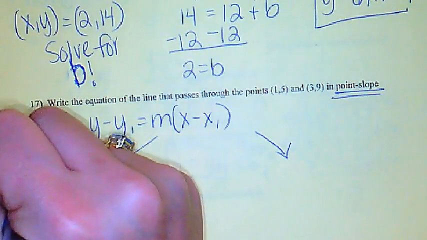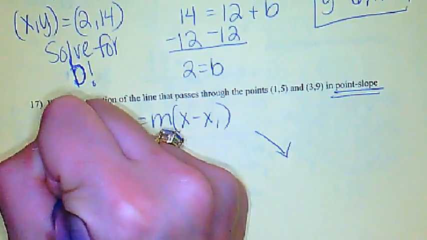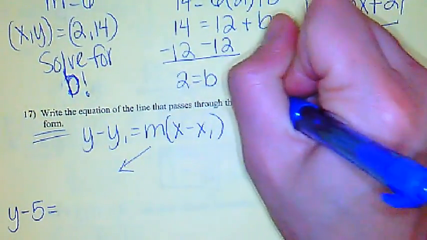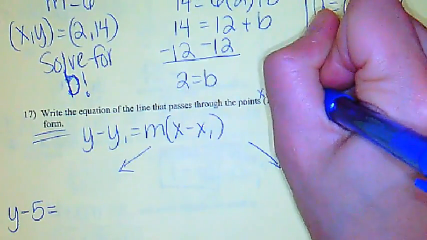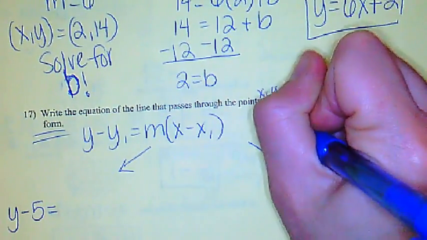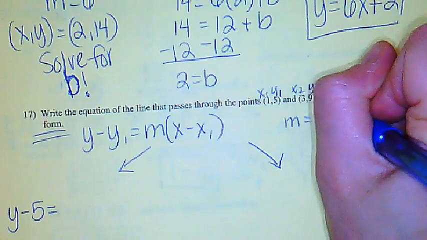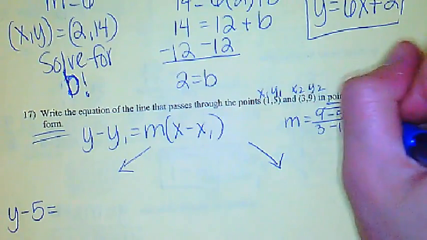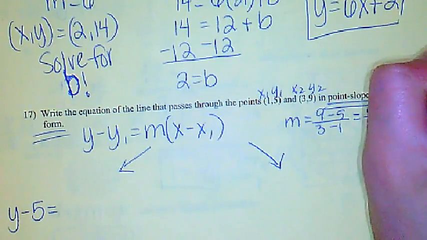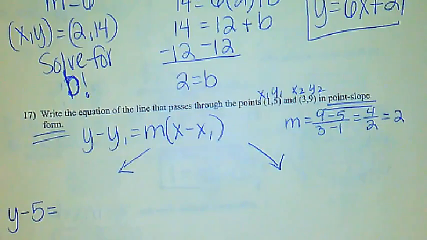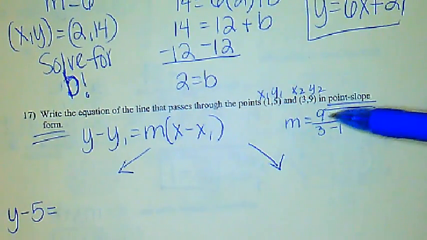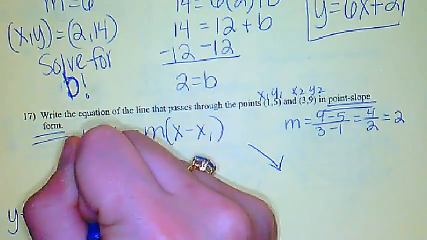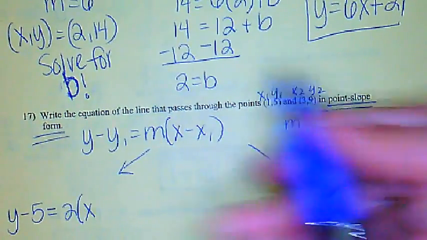So for the first one, I would say y minus 5 is equal to, oh, I gotta find the slope first. Okay, let's find the slope first. So m is equal to 9 minus 5 all over 3 minus 1. So 4 over 2, which is 2. So m is equal to 2. Okay, did I do that right? 9 minus 5, 3 minus 1. Good. Okay, so 2, and then x minus 1.